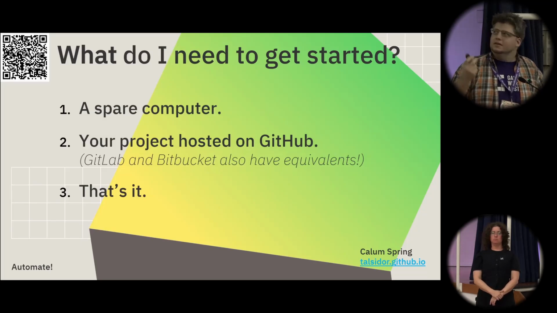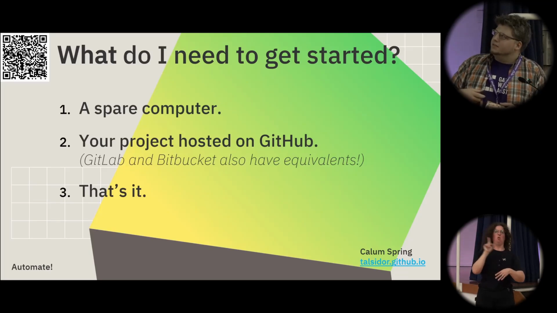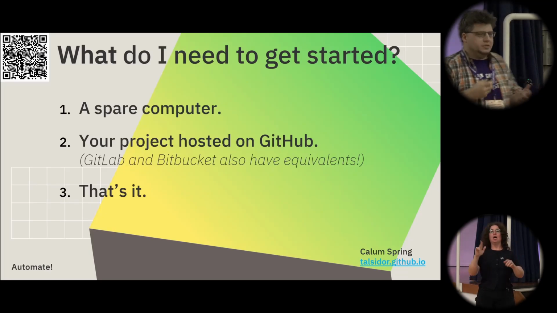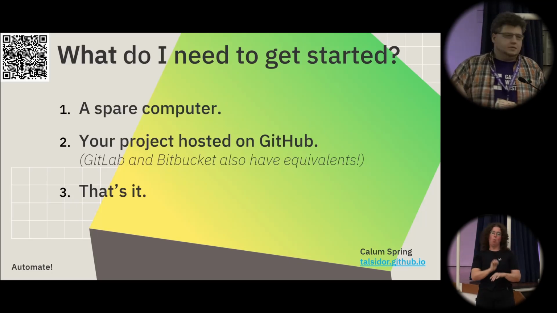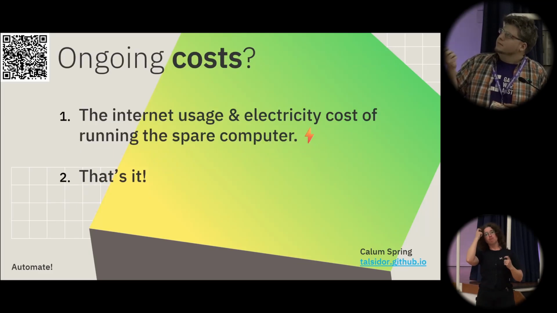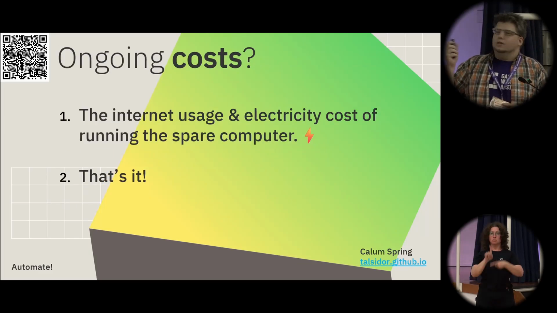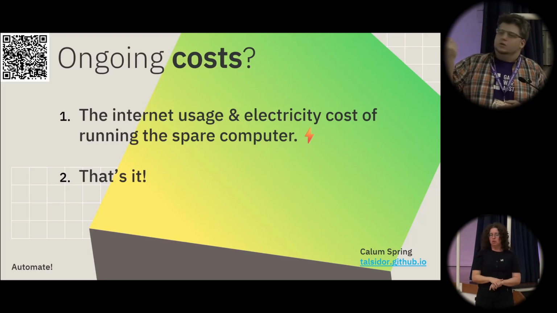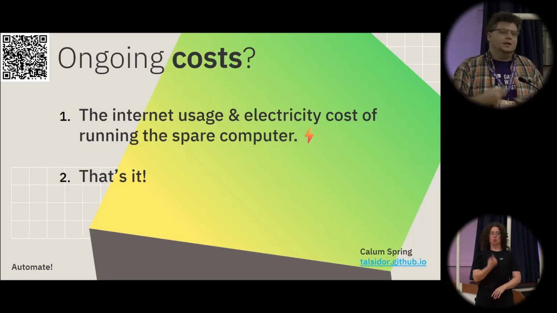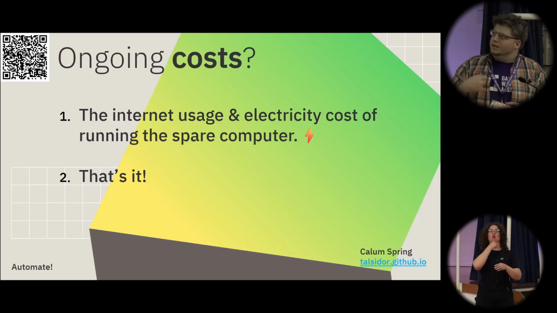So, what do you need to get started? A spare computer, anything relatively modern. If you can install Windows 10 or 11 on it, it's probably good enough to get started. And at least for my samples that you can download, your project hosted on GitHub, but GitLab and Bitbucket also have equivalent things you can use. And that's it. If you have those two things, or they're easy for you to get, you can start experimenting with build automation. And for the ongoing costs of running it, if you don't have an unlimited data plan on your internet, or if you pay for your electricity, you're not in an office where that's covered, then you have to pay for the extra cost of running an extra computer. I did some math on this and it'll probably be a couple of dollars a month for the electricity. And that's it.